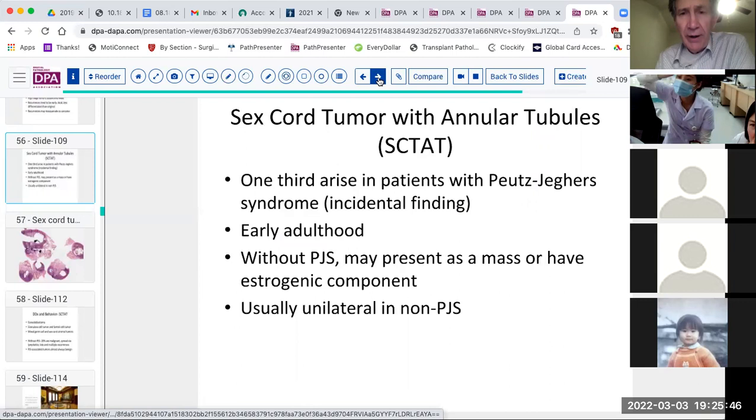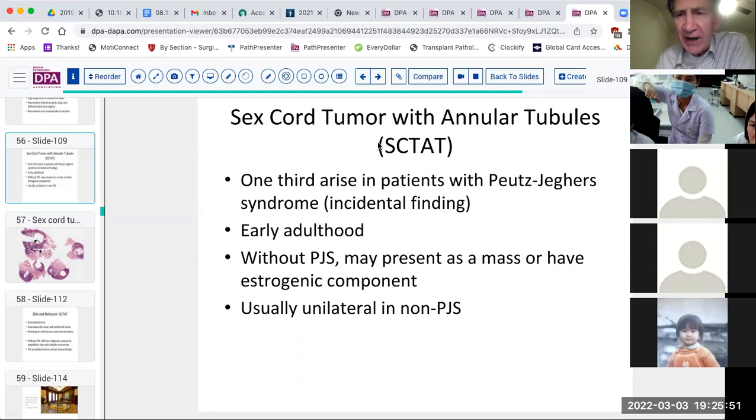Okay, any questions about Sertoli-Leydig tumors before we go on to the next category? Professor Hester, could you please explain why the yellowish color is manifest for the hormonal components? Because this is the first time I heard about that.